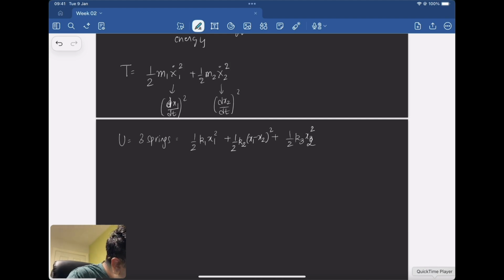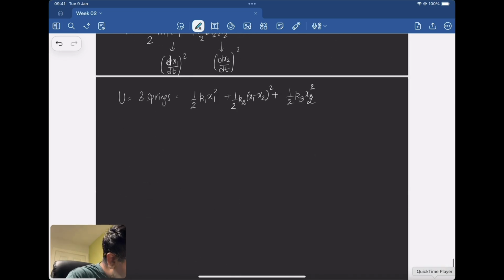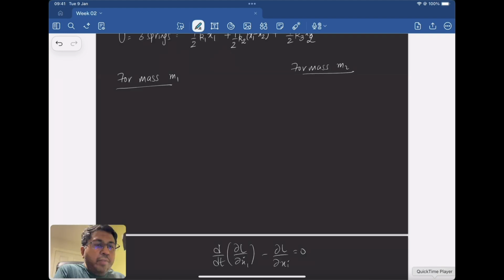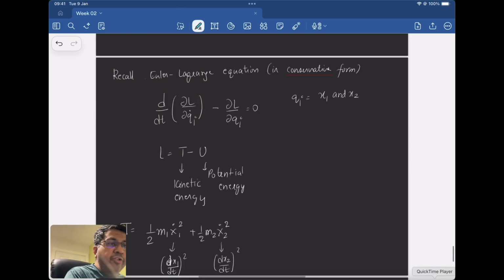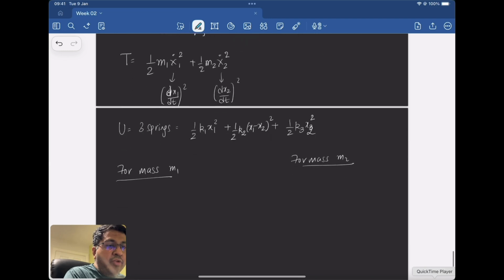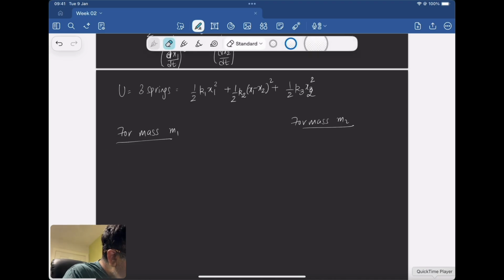So now we can write the different terms in our Euler-Lagrange equation for mass m1 and m2. Let's try to write this side by side. So let's go back a bit and try to write the terms related to our Euler-Lagrange equations for the two masses, right? Let's try to write each of these terms and see how to get the final solution for the equation of motion.